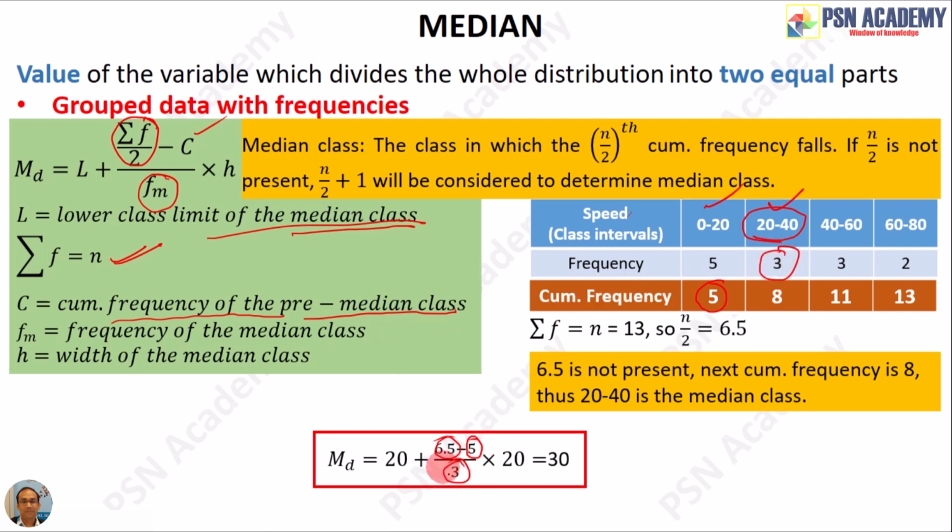So this 3 is here, times h. So h is the width of the median class. So we have the median class width as 20. So we have this 20 here. So 30 is the median of this data set.